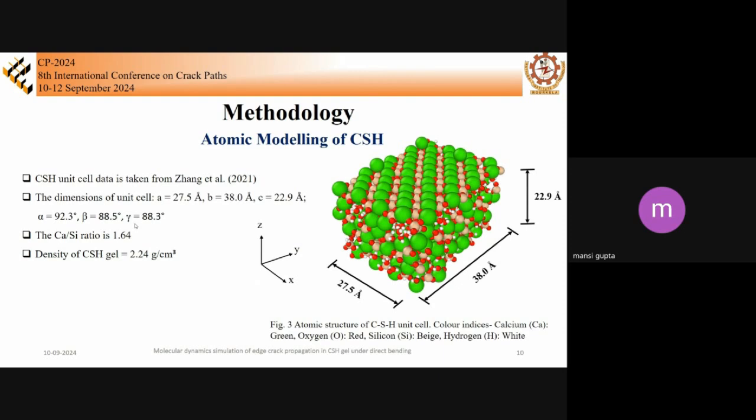Methodology. First, the atomic modeling of CSH cell. The unit cell of CSH is taken from Zhang et al. The figure shows the atomic structure of CSH unit cell with calcium ions represented as green, oxygen as red, silicon as beige, and hydrogen as white. The Ca/Si ratio in this unit cell is 1.64 with the respective density of 2.24 gram per centimeter cube.